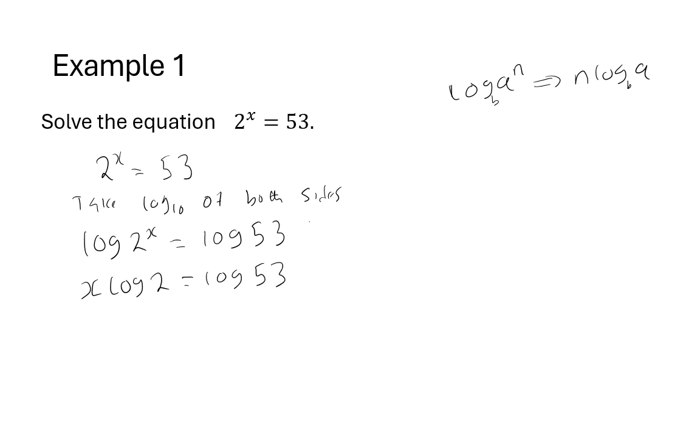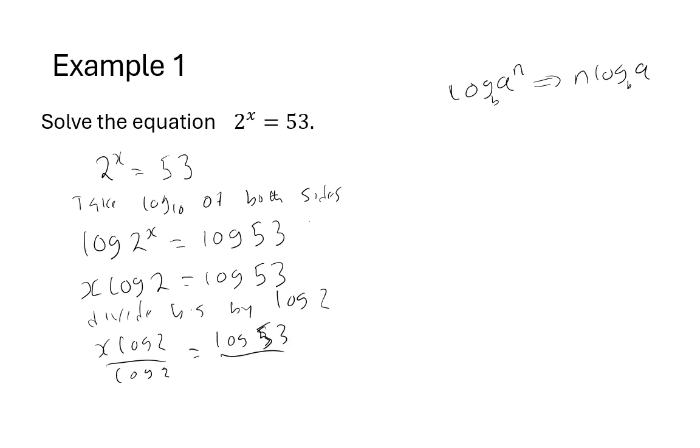Now we want to find this x. Our problem here is to remove this log 2 so that we'll just have x alone. So we'll just divide both sides by log 2, since we have x times log 2. So we'll have x log 2 divided by log 2, and here we'll have log 53 divided by log 2. And if you look here, log 2 goes into log 2 just once. So we'll just have 1x, which is just x is equal to log 53 divided by log 2.